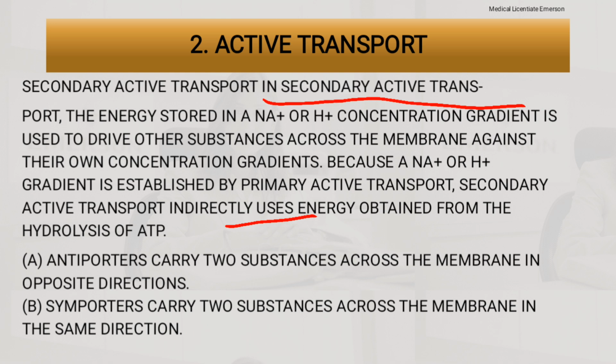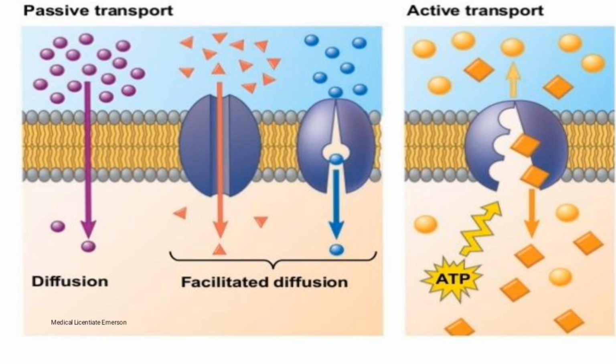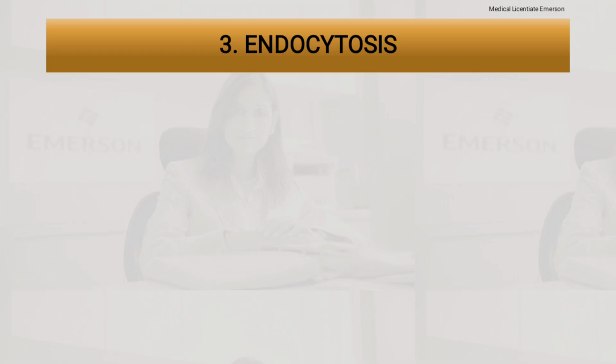Then we have two things which you need to know. We have antiporters, which carry two substances across the membrane in opposite directions. Then we have symporters, which carry two substances across the membrane in the same direction. Okay, so these are the differences between passive transport and active transport. You can pause and go through it.